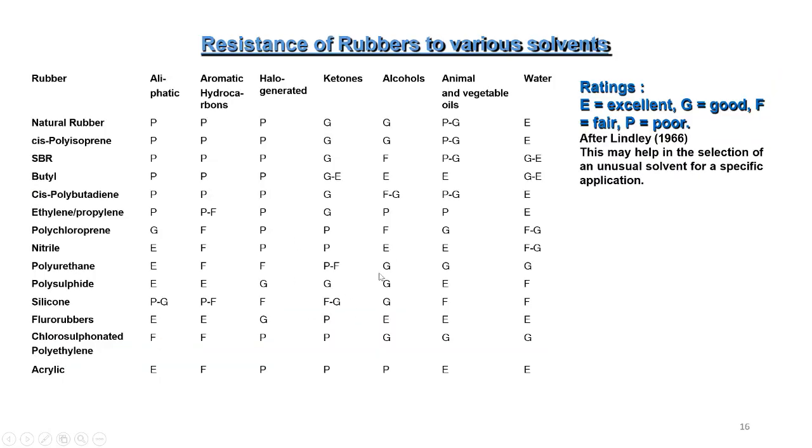Then the resistance of rubber to various solvents. From this table, you can get an idea that if your material is getting dissolved in ketones or alcohols, then you can get an idea about the probability of the sample being of these types. Which one is the best fit? With the help of the resistance of rubber to solvents, we can get an idea about our material.